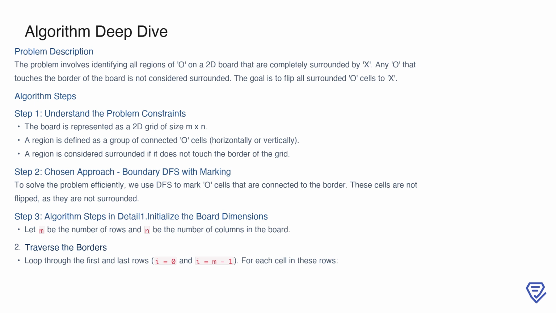The steps start with initializing the dimensions of the board, so we know the size of the grid and can traverse it effectively. Then, we focus on the borders of the board, because any O connected to the border is automatically unflippable and should be marked during this traversal.